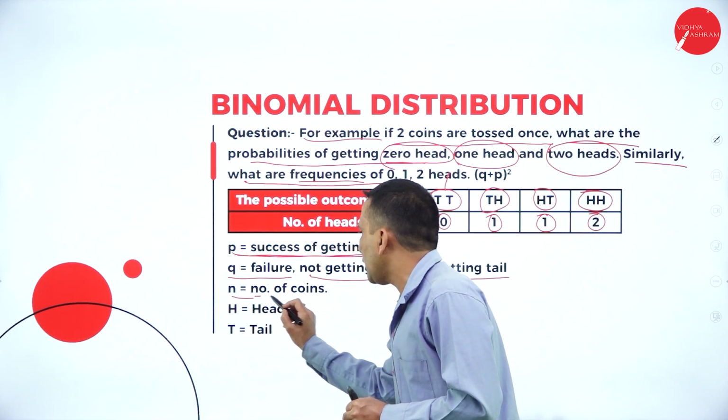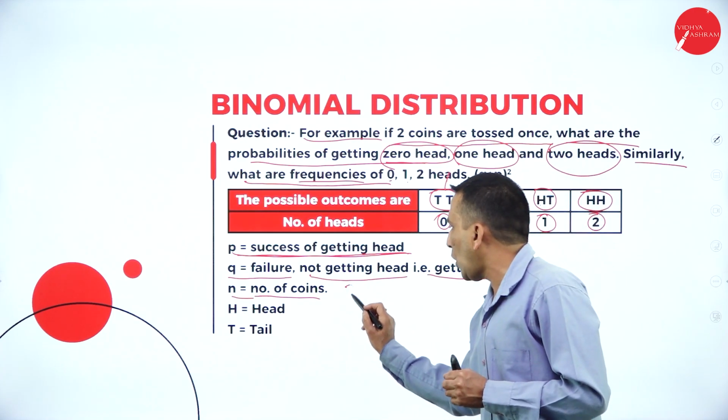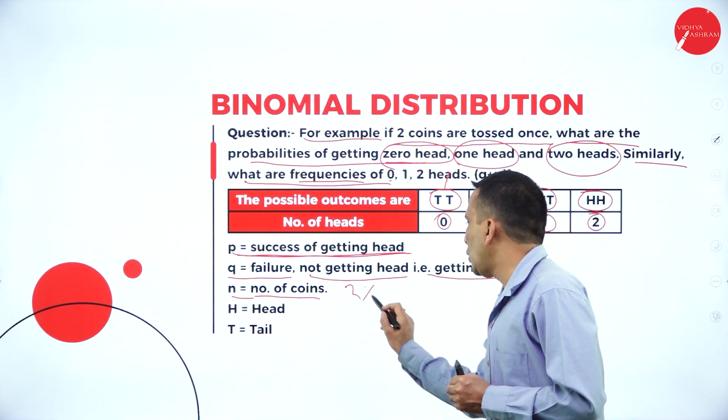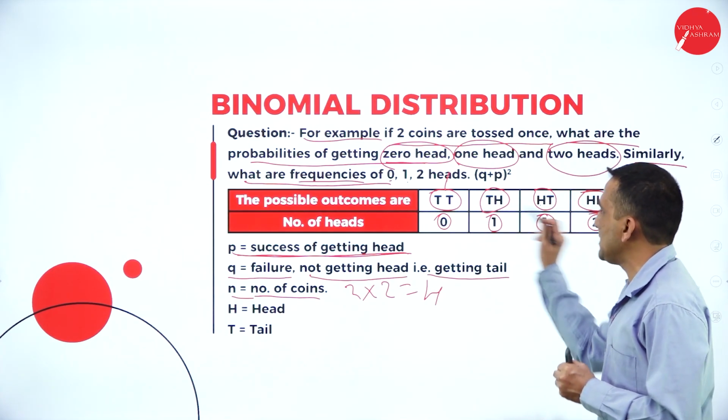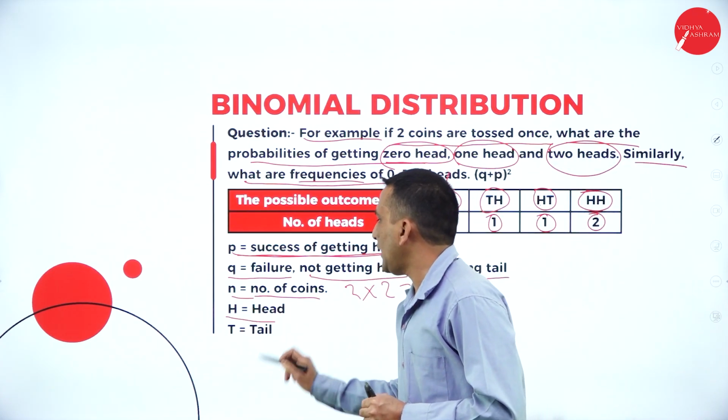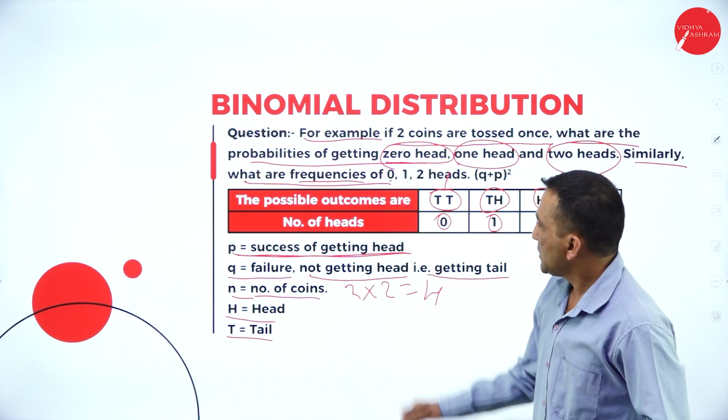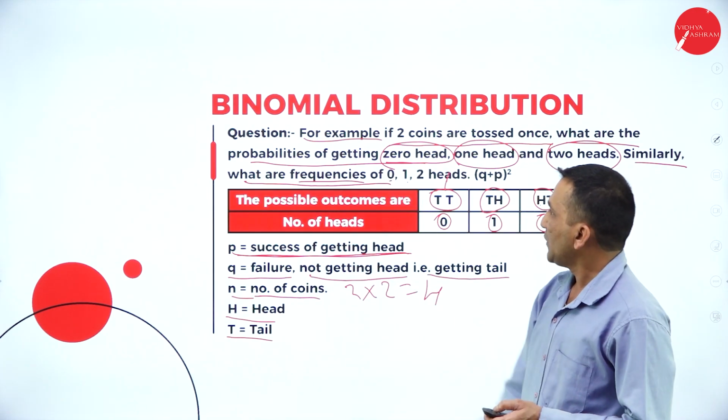So N stands for the number of coins. Here we selected 2 coins. 2 into 2, the total result will be 4, because we are getting 4 results. H stands for head, T stands for tail. So I think you got a clear idea.